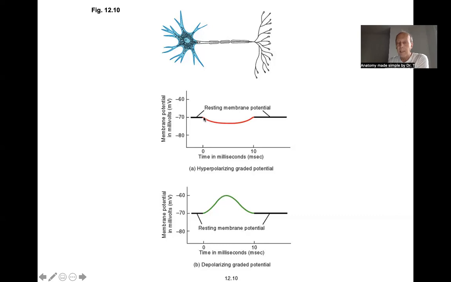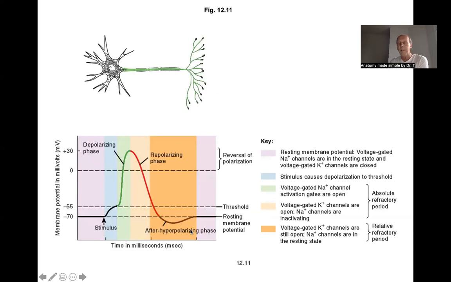Hyperpolarizing made it even less likely. Depolarizing potential made it more likely, but not enough to trigger it. I like using this slide just for the introduction of terms such as depolarization and hyperpolarization, and this will be explained a little further when we look at this diagram, which will take us through the entire cycle of what generates an action potential. So let's see it here.